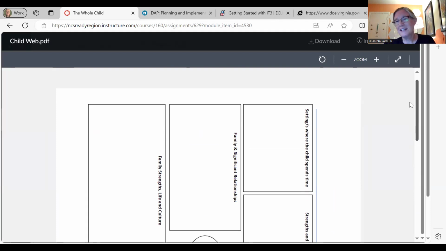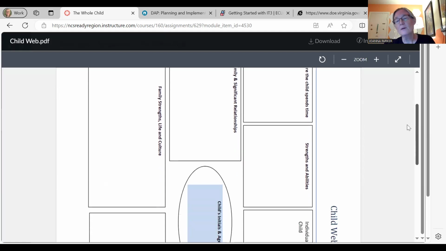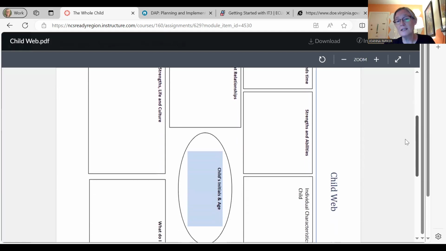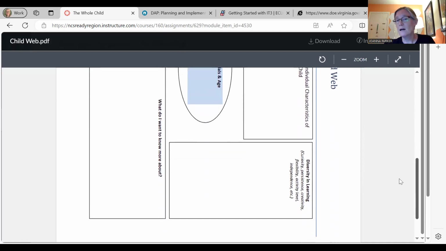But this is where you're thinking about a lot of the things that we talked about with the Bronfenbrenner ecological perspective, right? Of where are the settings where the child spends time? What are the child's strengths and abilities? What are the individual characteristics of the child? What is the child like? How do they approach learning, right? What is it that they prefer? And you get at some of the temperament pieces here in terms of diversity in learning.